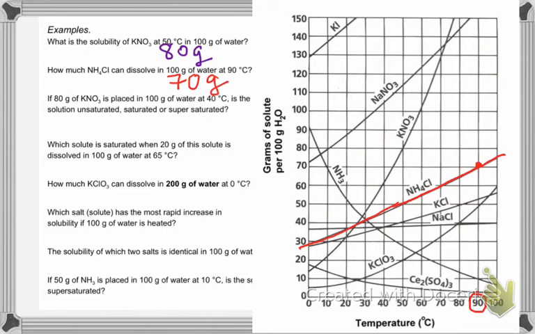The next one, if 80 grams of potassium nitrate is placed in 100 grams of water at 40 degrees, is the solution unsaturated, saturated, or supersaturated? Well, if it's above the curve, it's going to be a supersaturated solution. On the curve is a saturated solution, and below the curve is an unsaturated solution. So here is potassium nitrate, and I'm looking at 40 degrees Celsius, so that's right here. If it's 80 grams, well, 80 grams is right here, so that's above the curve. Therefore, that is supersaturated.